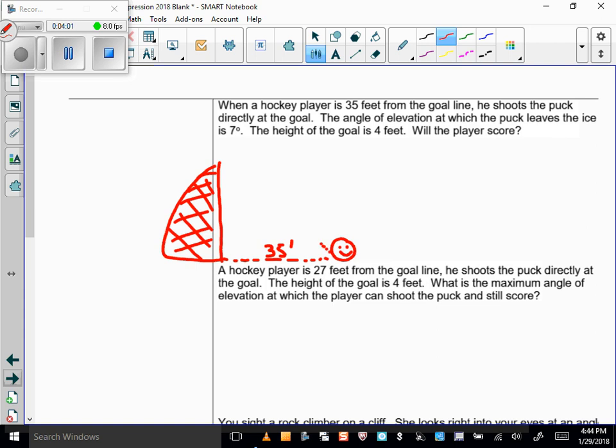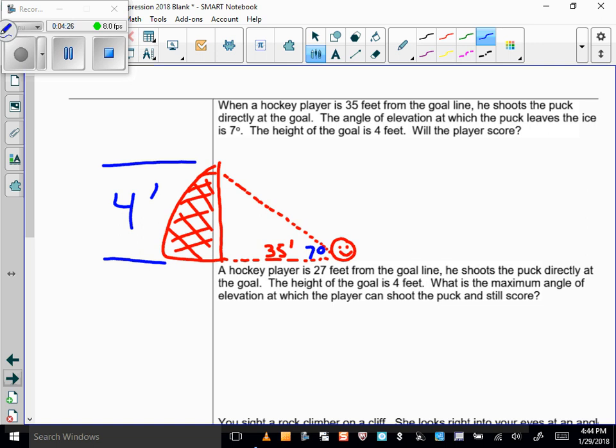And we're going to assume it's coming off the ground. He's not shooting it from the air. And it says the angle of elevation that the puck leaves the ice is 7 degrees. The height of the goal, oh, we know the height of the goal. The height of the goal is 4 feet. Is he going to score? That's interesting. How are we going to find out? How are we going to know?